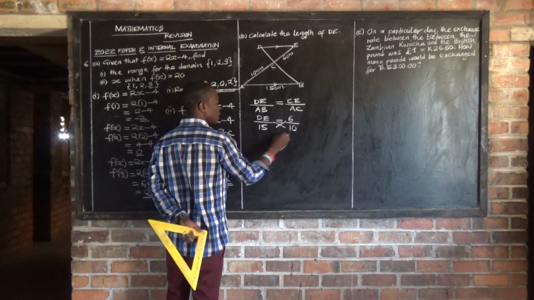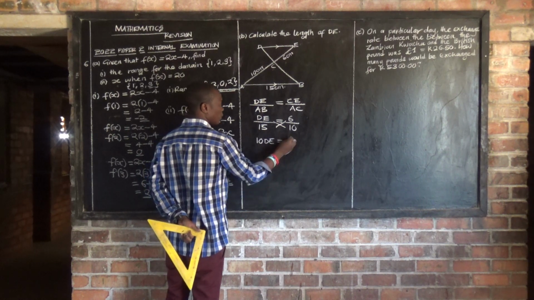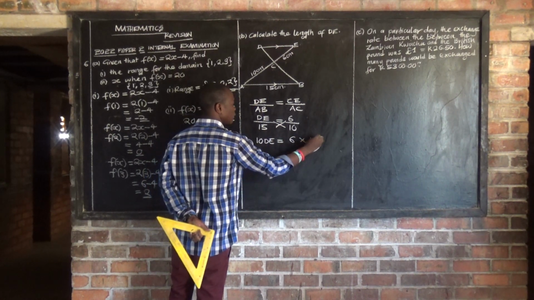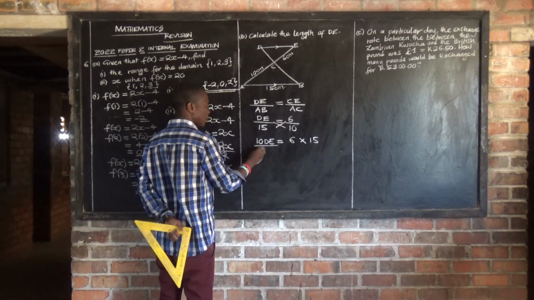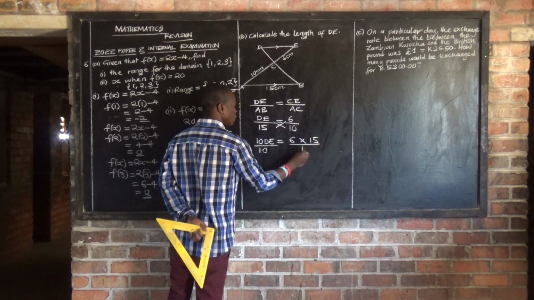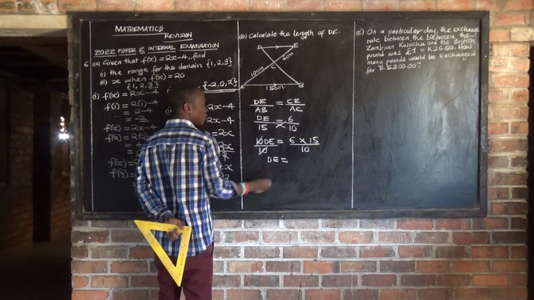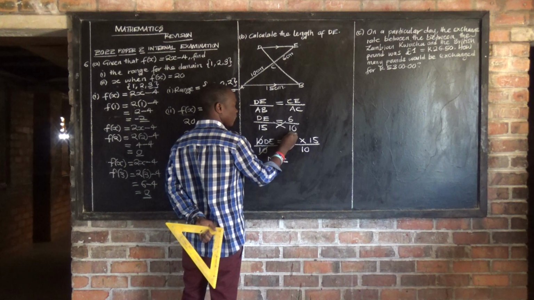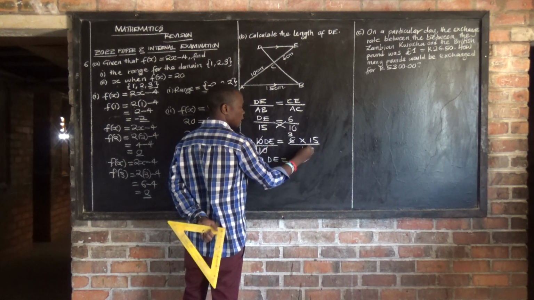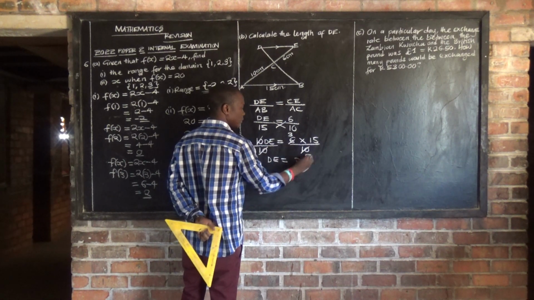And say DE times 10 gets 10. 10 DE is equal to 6 times what? Times 15. Then for us to make DE the subject, divide both sides by 10. So these are going to go. DE remains, is equal to, we can reduce and say 2 into 6 what? 3. 2 into 10 is what? 5. So we have 3 times 15 over 5.